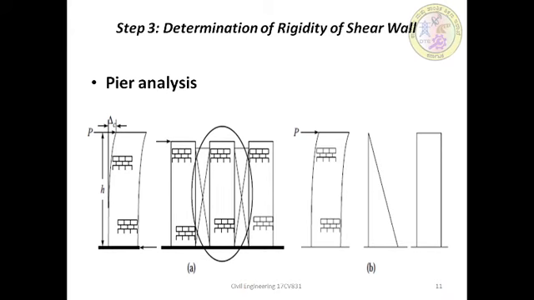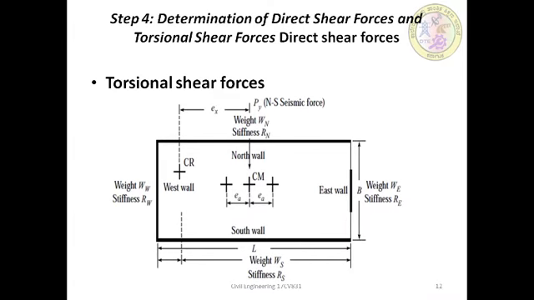Then the figure itself will convey how this cantilevers from the fixed bottom and how the deflection of the wall due to bending and shear is concerned. So the next part is step 4, which is nothing but the determination of the direct shear forces and torsional shear forces.